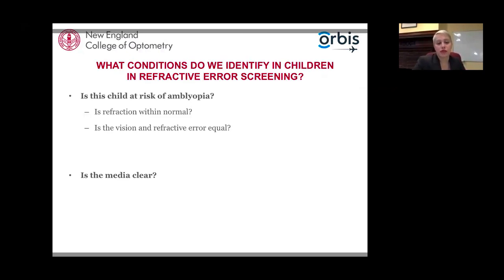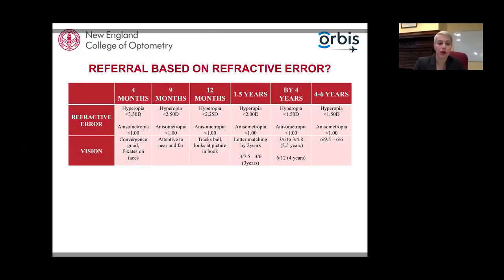Children, as we mentioned before, are a little bit more complicated, so they're at a higher risk of amblyopia. Amblyopia is a condition in which less visual brain space is dedicated to one eye, and that limits that eye's visual potential. So we need to look for concerns regarding amblyopia. One of those concerns is: is the refraction normal? So if we go back, if this child is 4 months, is it above 350?